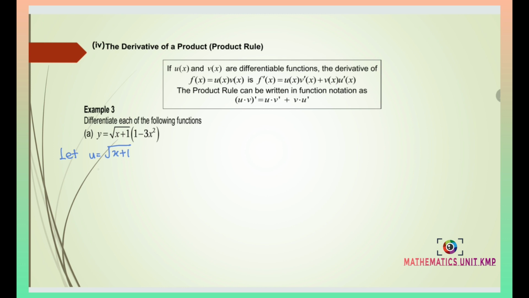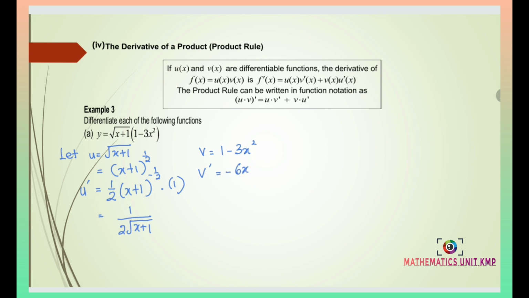To make it simple to differentiate, we change the square root into power 1 over 2. Then we differentiate u. We get 1 over 2 (x plus 1) power negative 1 over 2 times 1. Then we write 1 over 2 square root of x plus 1. After that, we let v equal (1 minus 3x) squared. We differentiate v, we get negative 6x.